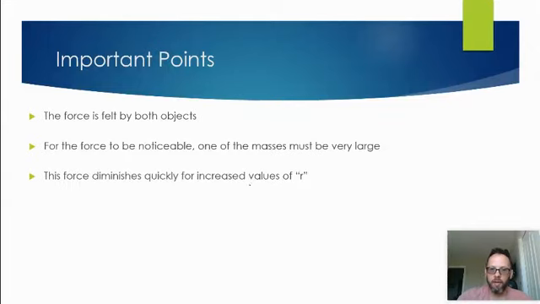This force diminishes quickly for increased values of R. For those of you who have taken some functions courses, the graph of 1 over x squared gets really small really fast, because as x gets really big, when you square a really big number, you get a really, really big number. And then 1 divided by a really, really big number is very close to 0. So this force really diminishes quickly as R gets big.